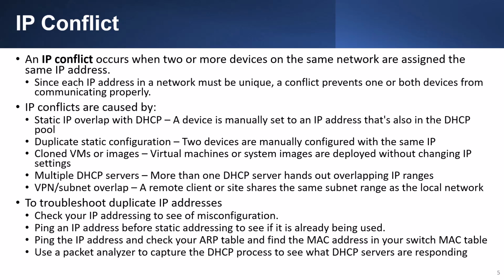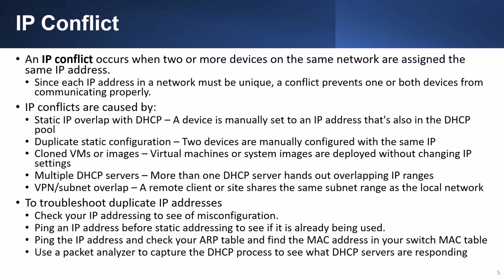IP conflicts are caused by static IP overlap with DHCP, where devices are manually set up with an IP address that's also in the DHCP pool, duplicate static configuration, where two devices are manually configured with the same IP address, cloned VMs or images, where virtual machines or system images are deployed without changing IP settings, multiple DHCP servers, where more than one DHCP server hands out overlapping IP ranges, and VPN or subnet overlap, where a remote client or site shares the same subnet range as the local network.